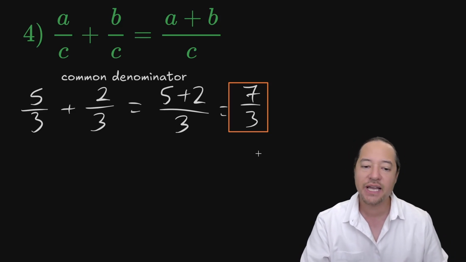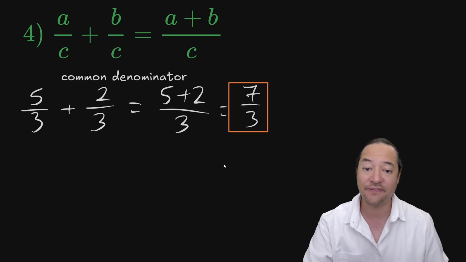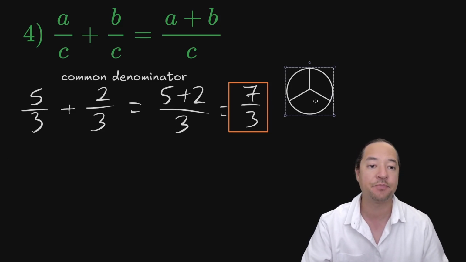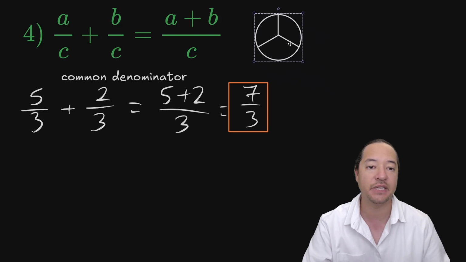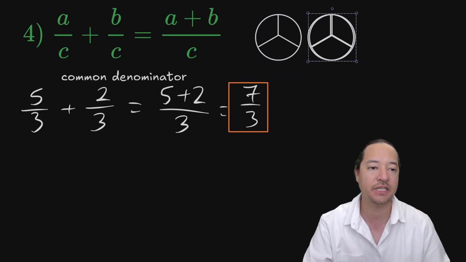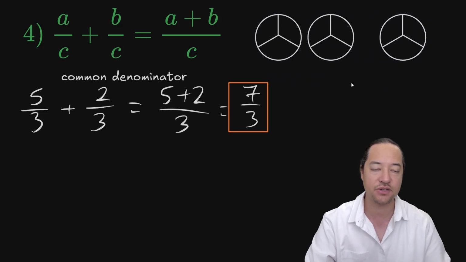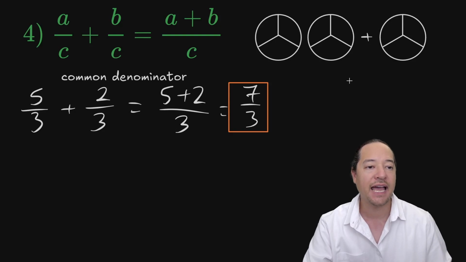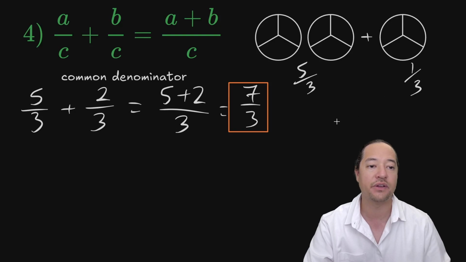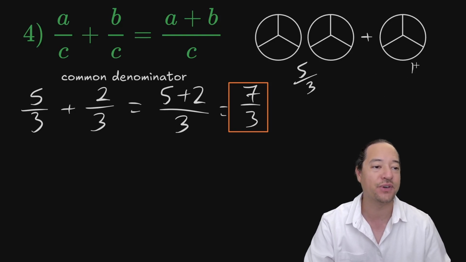Let's see if we can try and understand this graphically. So let me get a little pie here. Here's the little pie. Let me copy that one more time. Here's the idea. I'm going to add these together. I'm going to have here 5/3, and here I want 2/3, and I'm going to add them together.